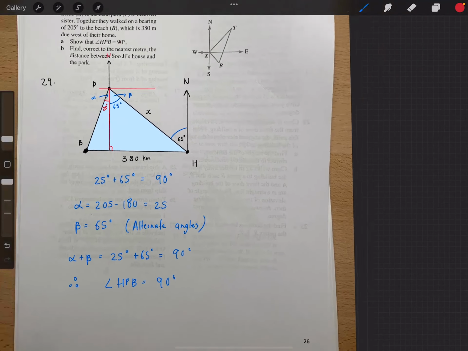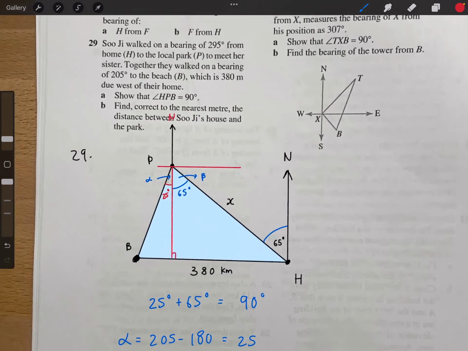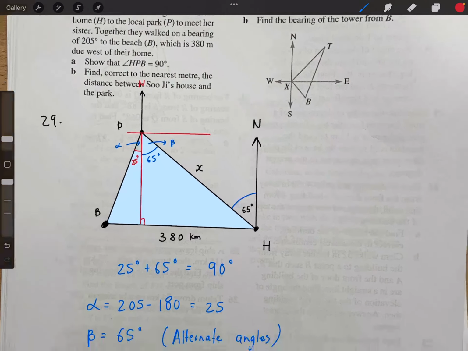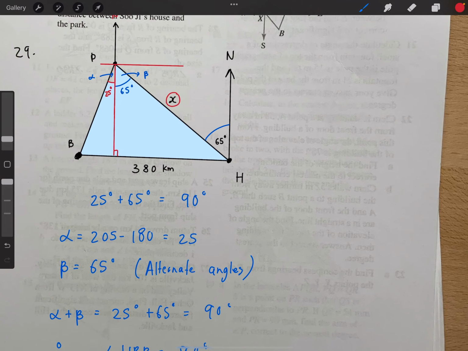Going back to this question here, I made a little mistake, so I have to fix this up. Question 29b says find correct to the nearest meter the distance between Suji's house and the park. That's what we're doing here, finding x. Now look at this triangle here. Redraw the triangle. It looks something like this.